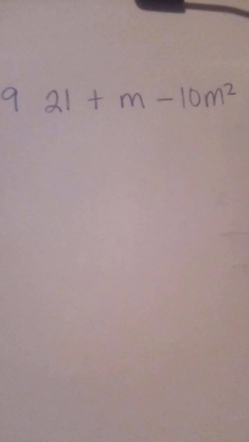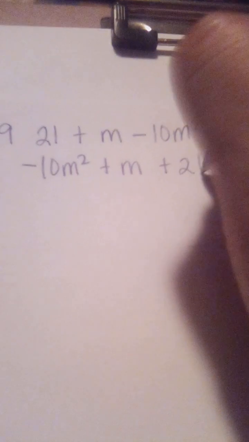Number 19, we have 21 plus m minus 10m squared. It's almost the same thing. We can do the reorder: negative 10m squared plus m plus 21. All right, now it's in the right order. My next question is this: is this factorable? Say yes or no.